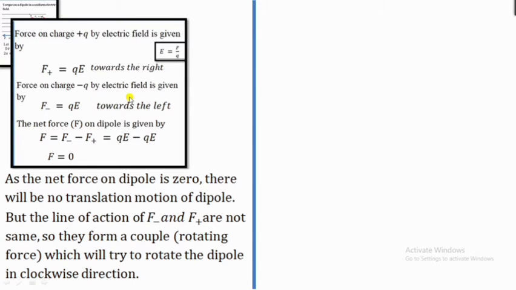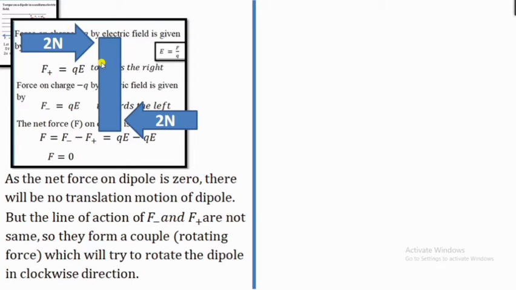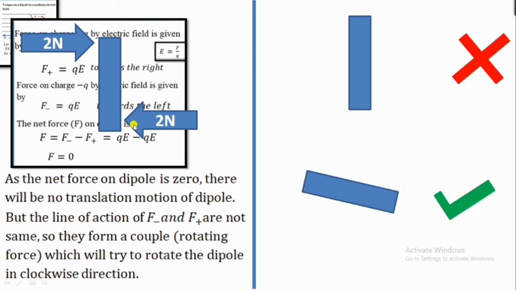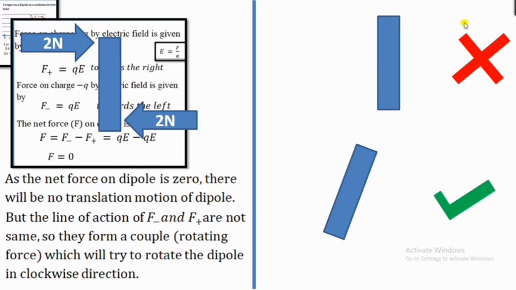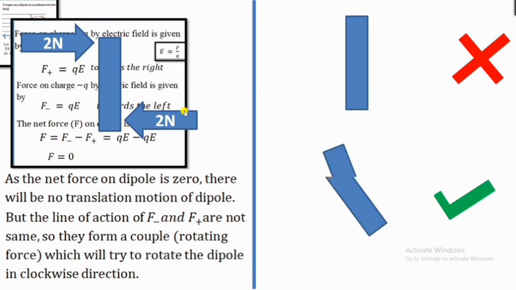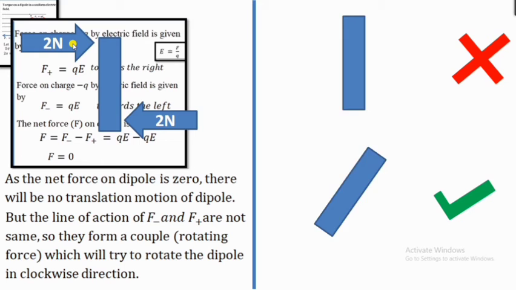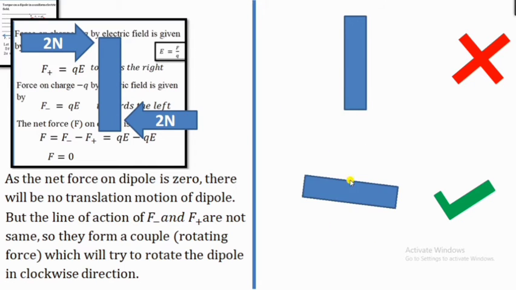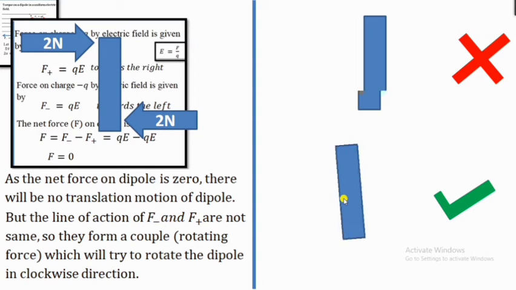So there will be no net force on the dipole, that means the dipole will not move, so there will be no translational motion. But the lines of action of the two forces were different because they are not acting along the same line, so they will form a couple or rotating force which will try to rotate the dipole. Here you can see there will be no translational motion because the net force is 0, but the forces are not acting in the same line, so they will rotate the dipole like this.